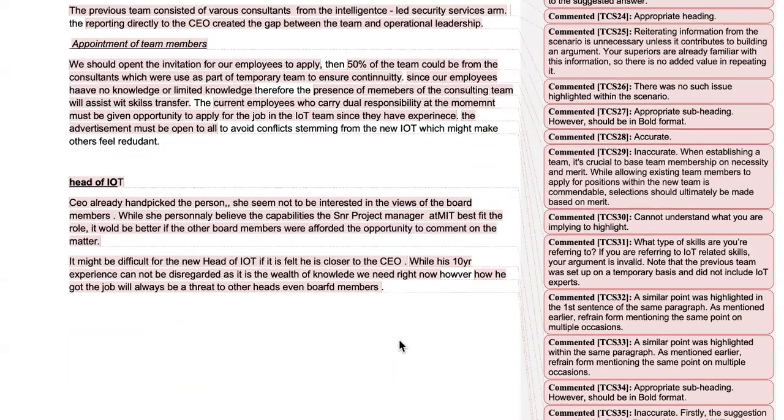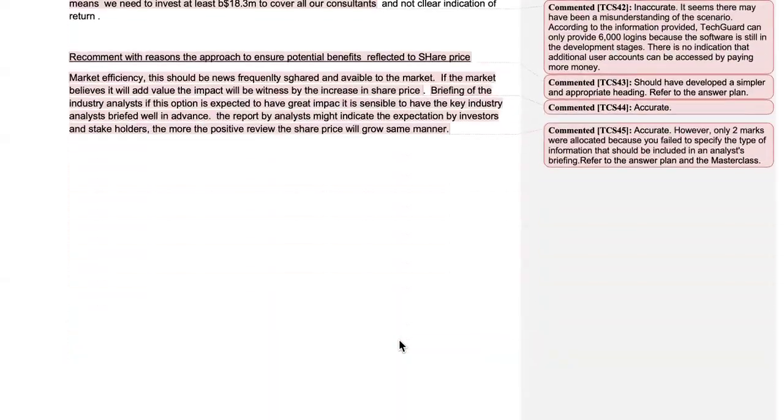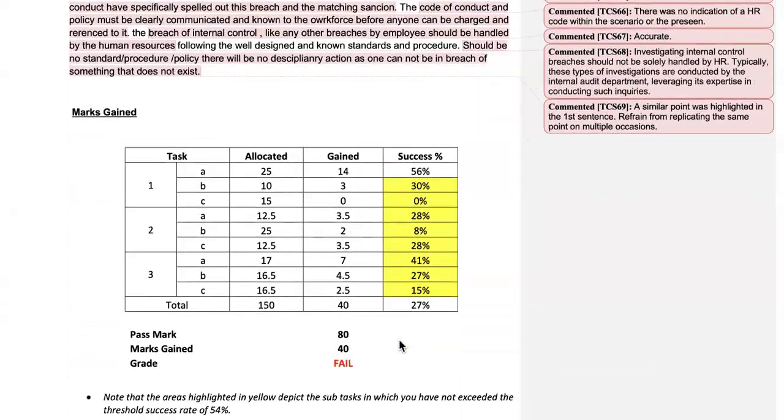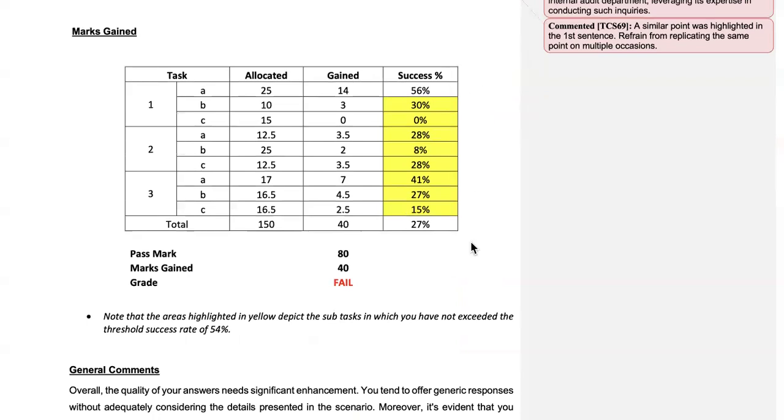So that's exactly what you can see throughout this answer script, the type of in-depth feedback which we have provided. And at the very end, we have indicated the mark allocations as well. And marks are provided on a subtask by subtask basis. And we have also come up with a success rate, which indicates the subtasks in which you need to significantly improve the quality of your answers.